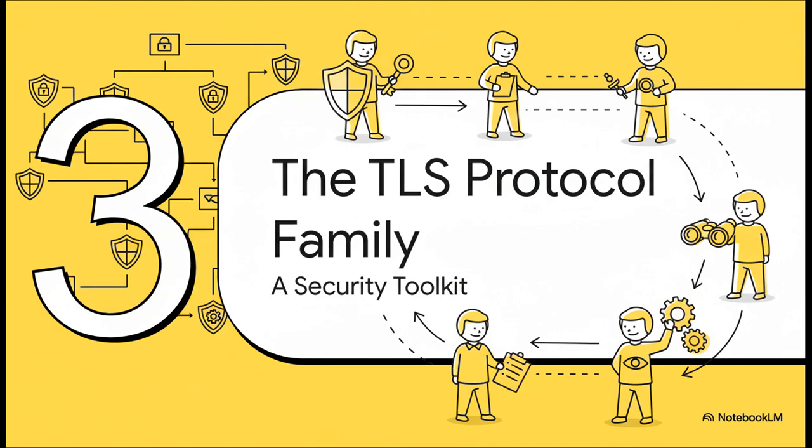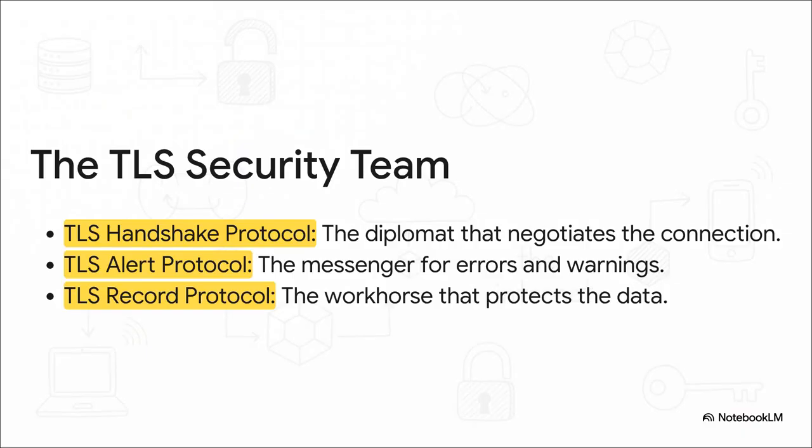See, the thing is, TLS isn't just one big thing. It's more like a team of specialists, a whole family of protocols that have to work together perfectly. Each one has a very specific job to do to keep things secure. And on this team, you've got 3 main players. You've got the handshake protocol, who's the diplomat. You've got the alert protocol, the team messenger. And then you have the record protocol. And this is the one we're really going to focus on. It's the absolute workhorse. Every single one is crucial.